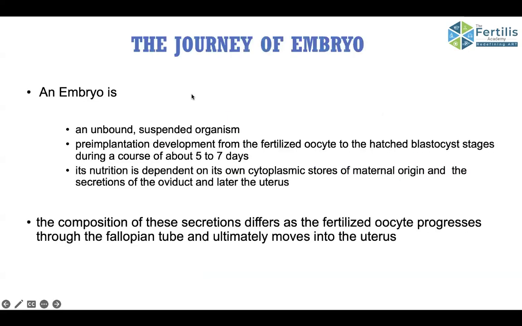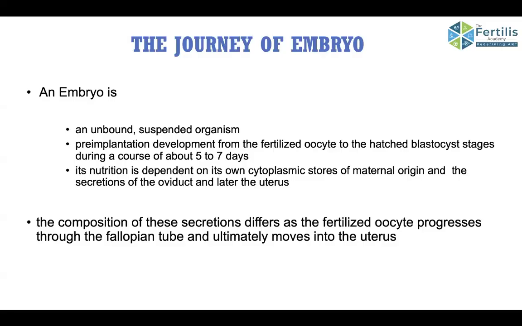If you look at the journey of an embryo, you have to understand the journey of a person or anything in order to replicate it. It's an unbound, suspended organism, a very small group of cells. Pre-implantation development ranges from the fertilized oocyte to the hatched blastocyst stage over a period of 5 to 7 days. Its nutrition is purely dependent on cytoplasmic stores of maternal origin. So initially, when the embryo grows, it is purely dependent for its nutrition on cytoplasmic stores of maternal origin.